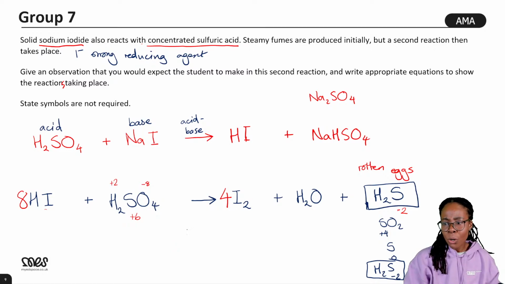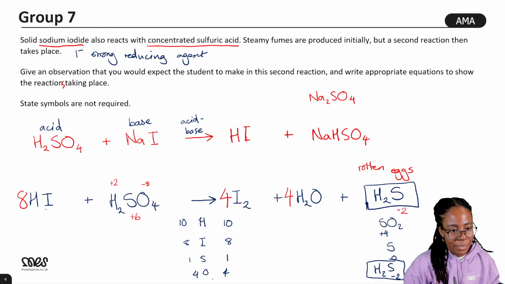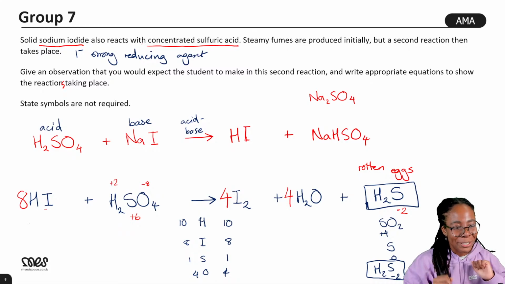And then we balance our waters. How many waters would we have? 4? Because of our 4 oxygens. Please tell me that's balanced, otherwise that'll be really upsetting. Let's check. We have got 8 + 2, so 10 hydrogens on the left, 8 + 2, 10 hydrogens on the right, thank goodness. We've got 8 iodines on the left and the right. We've got 1 sulfur, and we've got 4 oxygens. Excellent, balanced, yay.